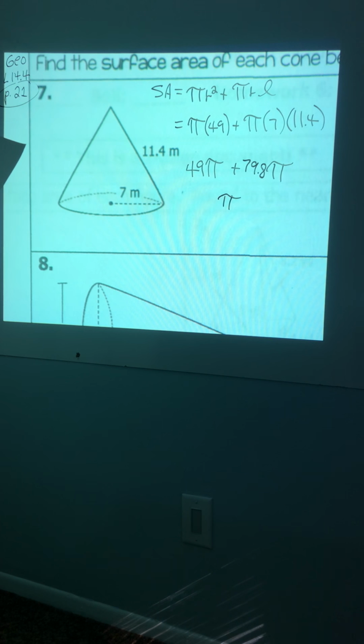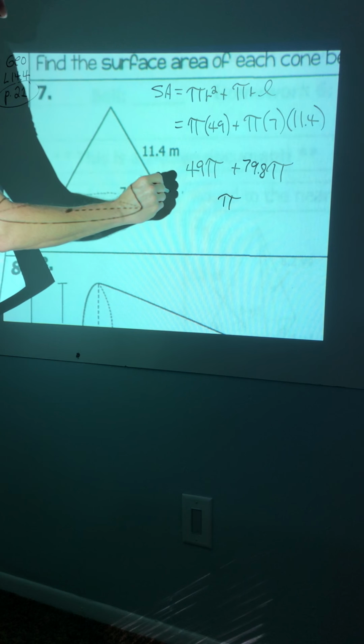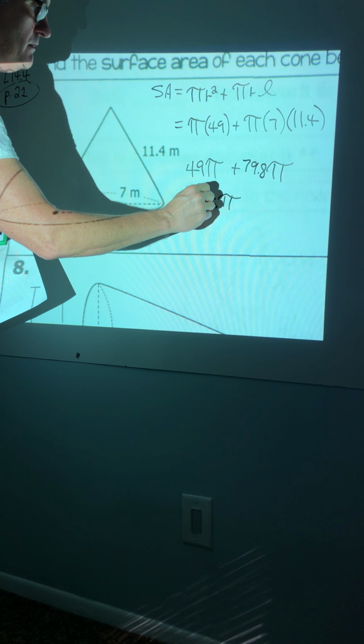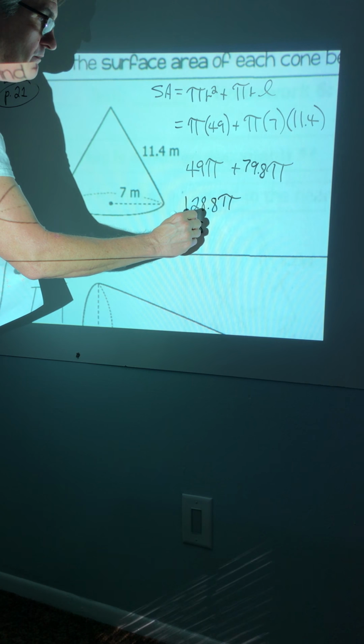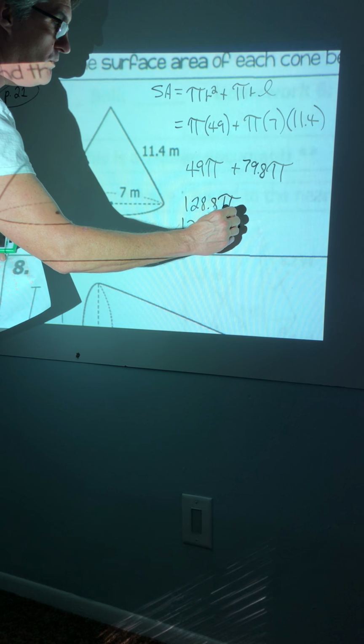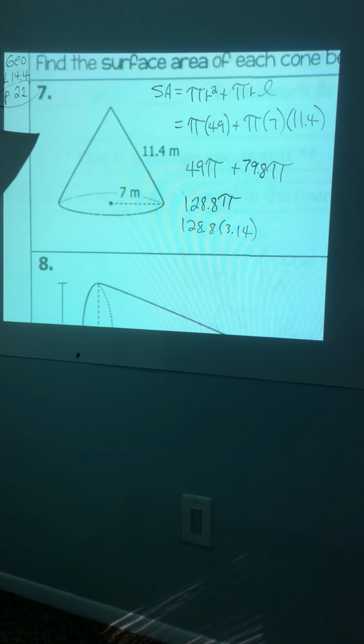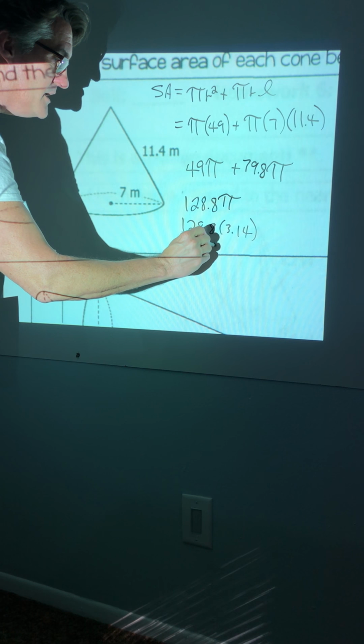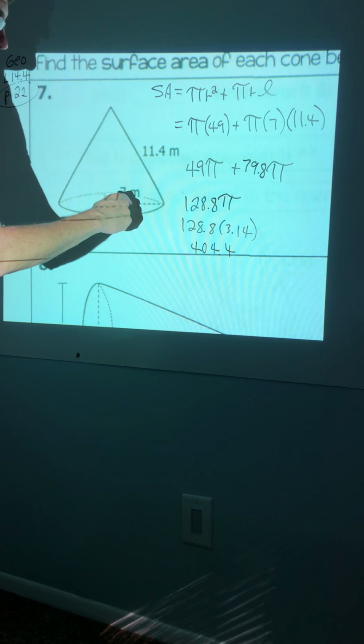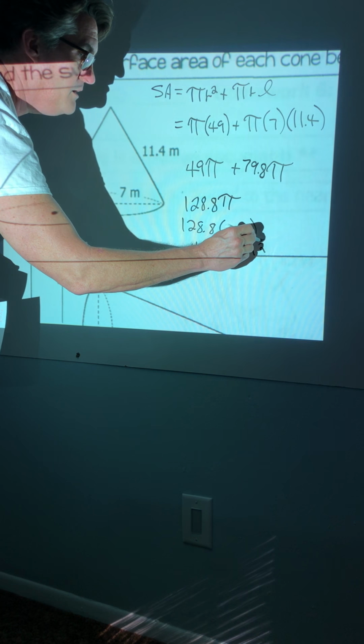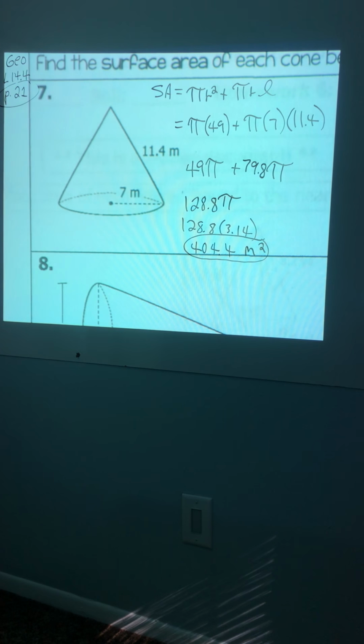So now I'm going to add 49, and I get 128.8, and then I'm going to multiply it out by 3.14. I think it's just kind of easier to do it that way. So times 3.14, and I get a total of 404.4. I'm just going to round to the tenths. Come back over here, you see meters, and you put meters squared because we're still doing area, surface area. This is a cone, and you just covered it all with peanut butter. And it took 404.4 meters squared to do so.